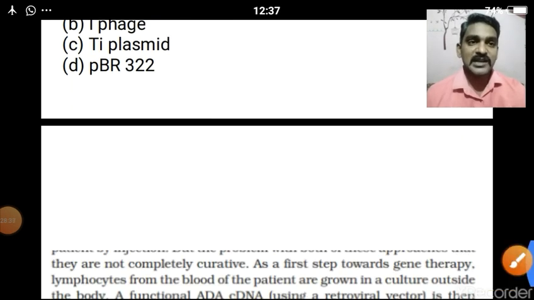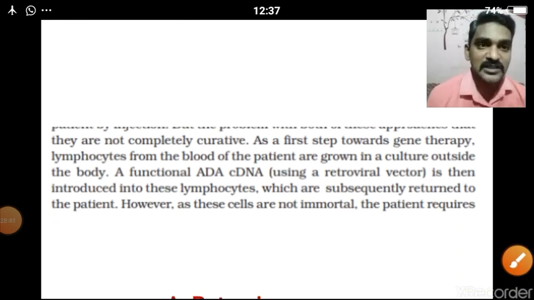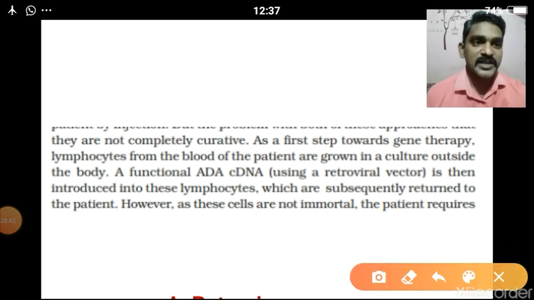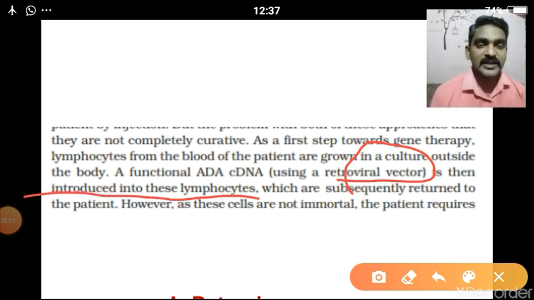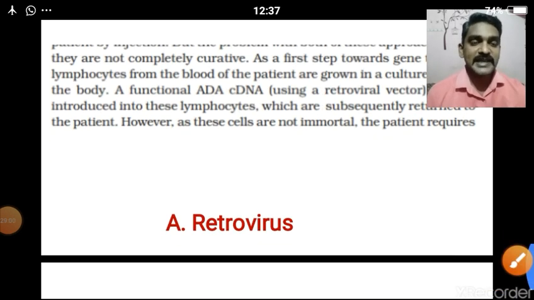So this was also directly asked from the NCERT content. You can see here they have given the option, using a retroviral vector, introduced into the lymphocytes. So in the case of human lymphocytes, you will be using a retroviral vector as the vector molecule. So that is the right option. The option will be A, retrovirus.